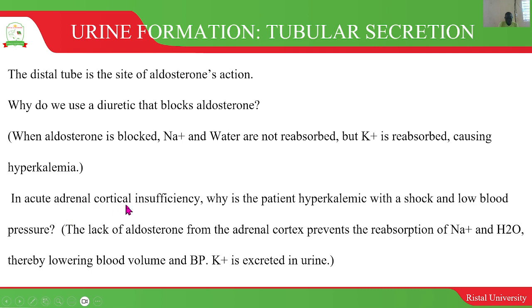In acute adrenal cortical insufficiency, why is the patient hyperkalemic with a soft and low blood pressure? The answer is that the lack of aldosterone from the adrenal cortex prevents the absorption of sodium and water, thereby lowering the blood volume and the blood pressure. And in this case, the potassium is also excreted in the urine.